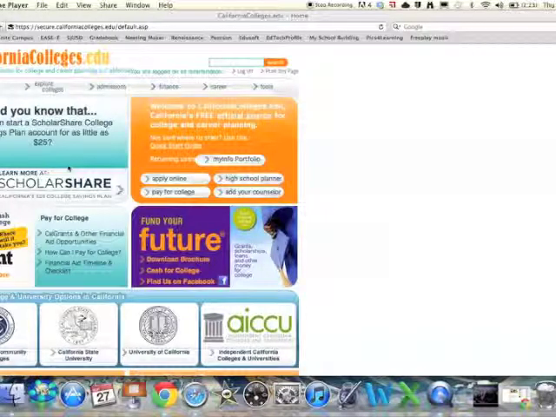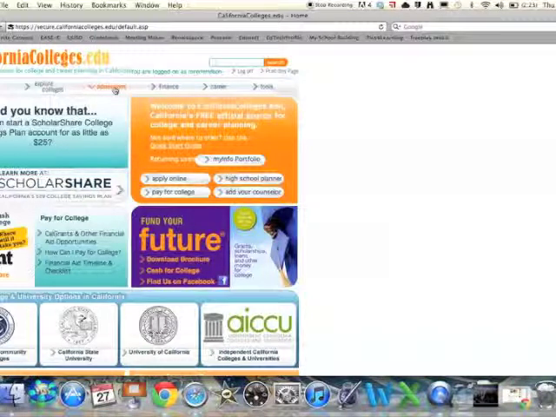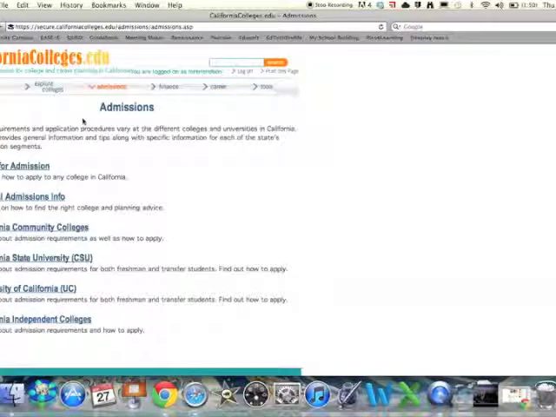Today we're going to start looking at how to start putting together your portfolio, where you sit, and what you need to be able to do to get into college. So let's first look at admissions, and this is where you're going to start planning and putting stuff together. In here they have some general requirements: how to apply for admission, general admission, community, state, UC.